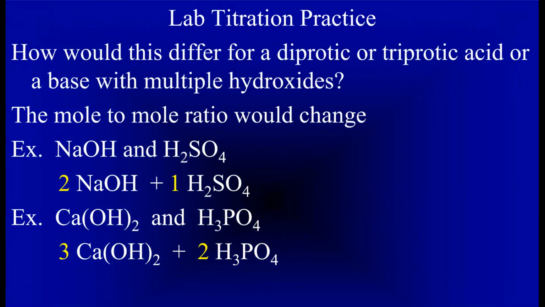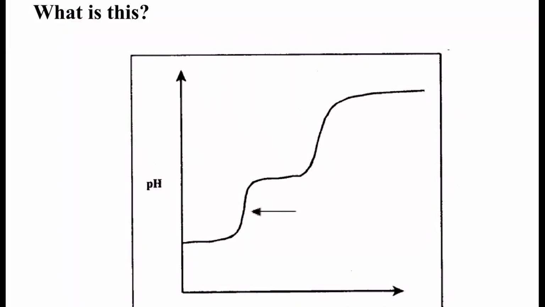Okay, so what about if we had a diprotic or triprotic acid or something with multiple hydroxides? Well, really the only thing that is going to change is your mole to mole ratio. Okay, what is this? What we're looking at here seems to have 2 equivalence points. Well, it does, and that would be something similar to what you'd find for maybe a diprotic acid.